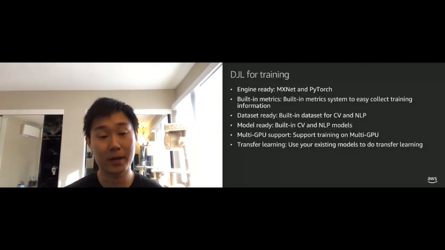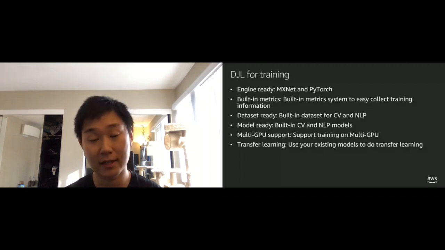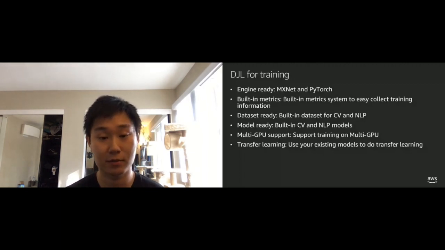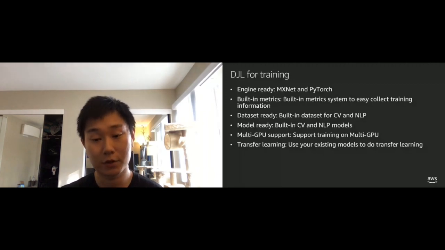And apart from that, we also have the built-in metric system, which allows you to quickly collect the key information you want, like the speed of training, the accuracy and the loss information. These are crucial for training use cases to get a better representation of the actual outcome of your training workflow.